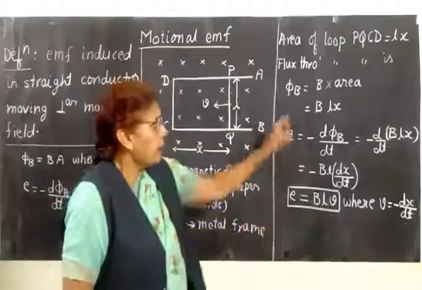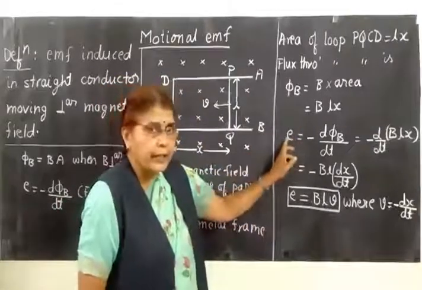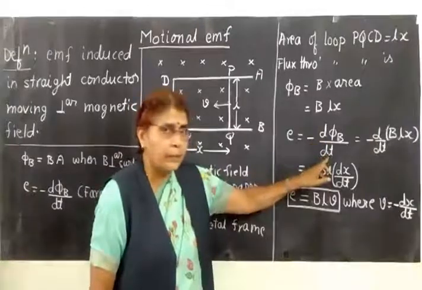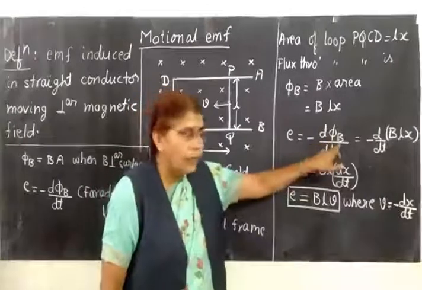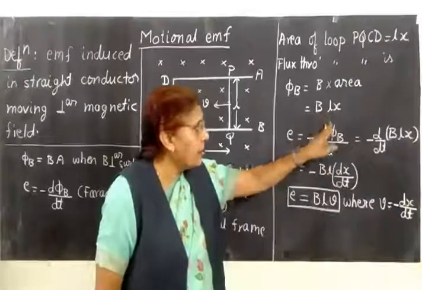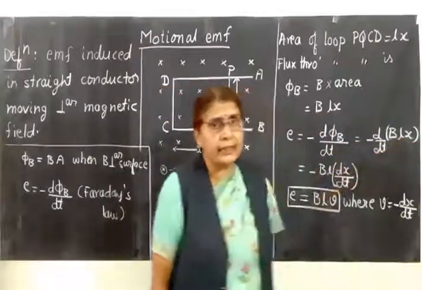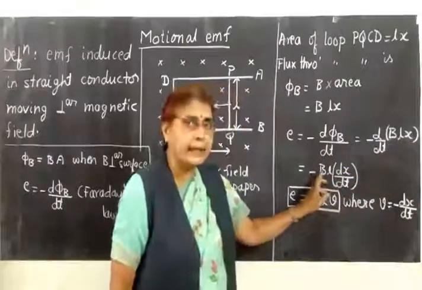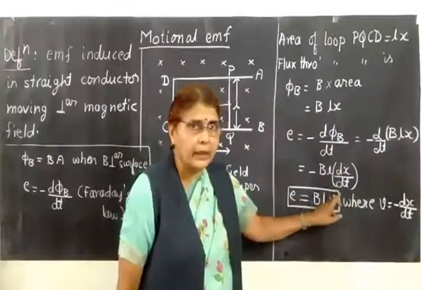So here, let us find out the EMF induced. It is given by Faraday's law as minus dφB upon dt. Put the value of φB. What is φB? B into Lx. Now in this equation, B and L are constants. You can take them outside. So minus BL into dx upon dt.